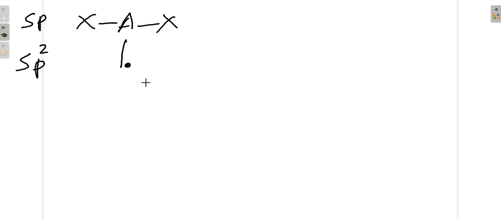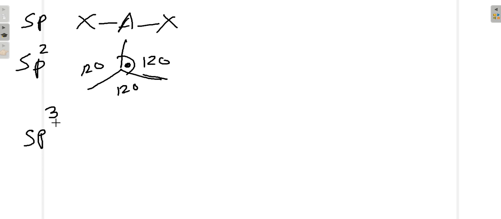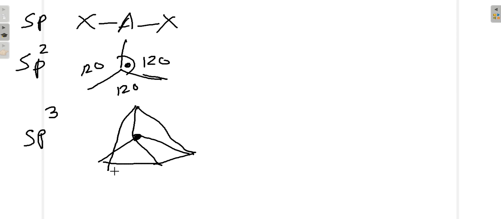sp is linear like this. We have a straight molecule. sp2 will be trigonal planar. One atom will be at the center and there will be three, each making an angle 120, lying in the same plane. sp3 will be tetrahedral, with one atom at the center of the tetrahedron, and the bond angle will be 109.5.